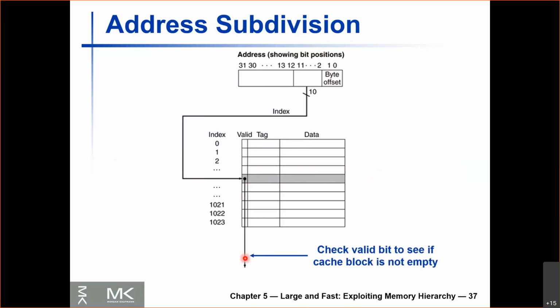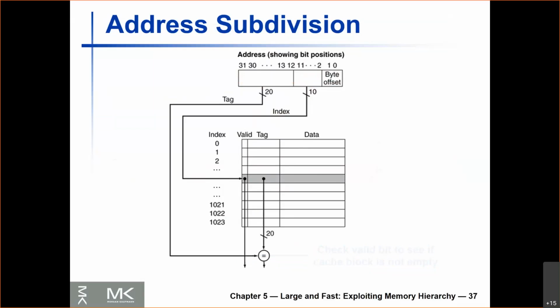Right, we're going to check the tag. So here we had these 2 bits we ignored because they're always 0, 0. We had these 10 bits that were indexed. So how many tag bits do I have left? 20, exactly. So these remaining 20 bits are going to be my tag.